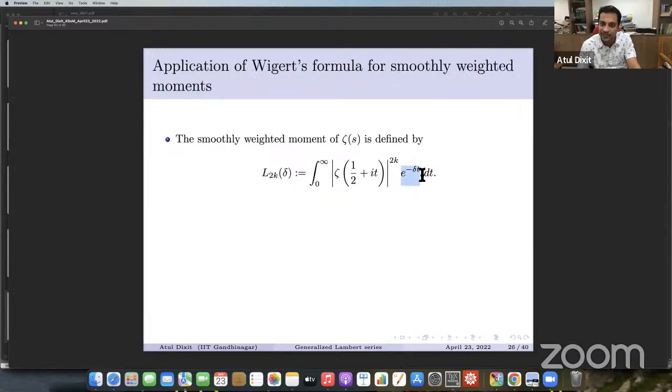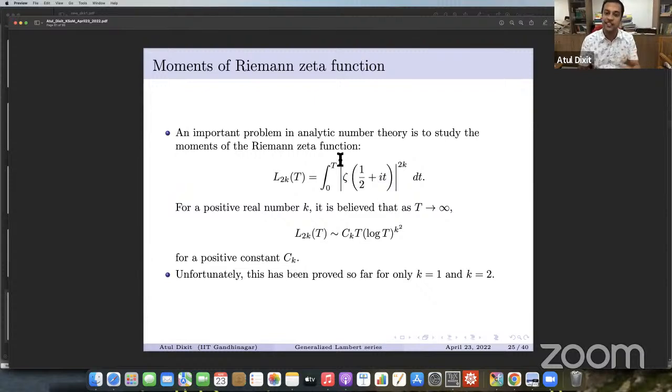We put e raised to minus delta t, where delta is greater than 0, and then we have convergence. We can go up to infinity. Some people study these moments as compared to the previous one, and there are lots of connections between the two. If you know the asymptotic expansion for this one as delta tends to 0, you can easily get the asymptotic expansion for the previous one as t tends to infinity.